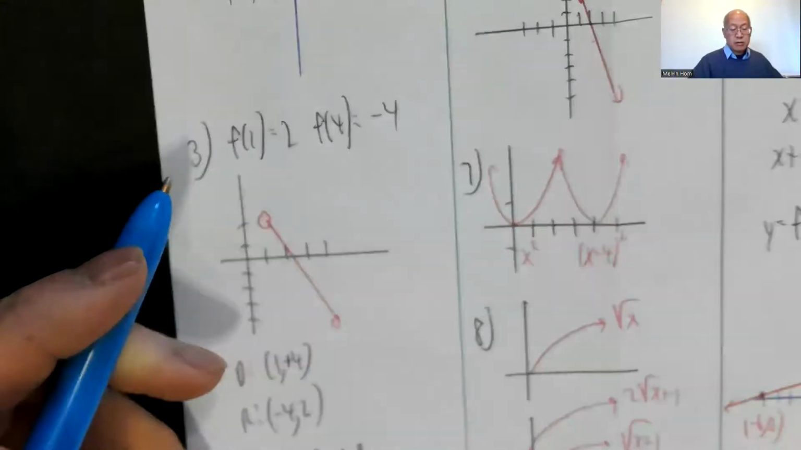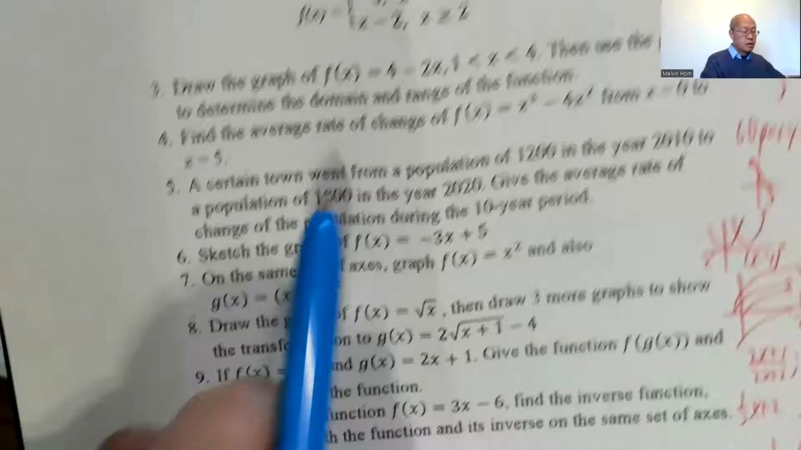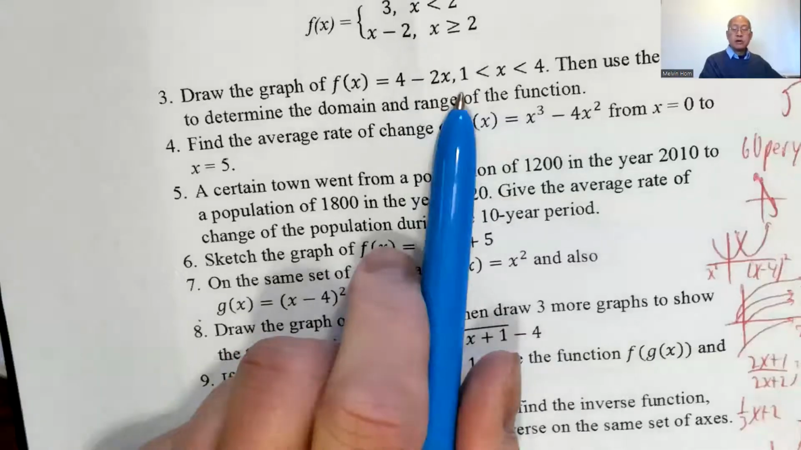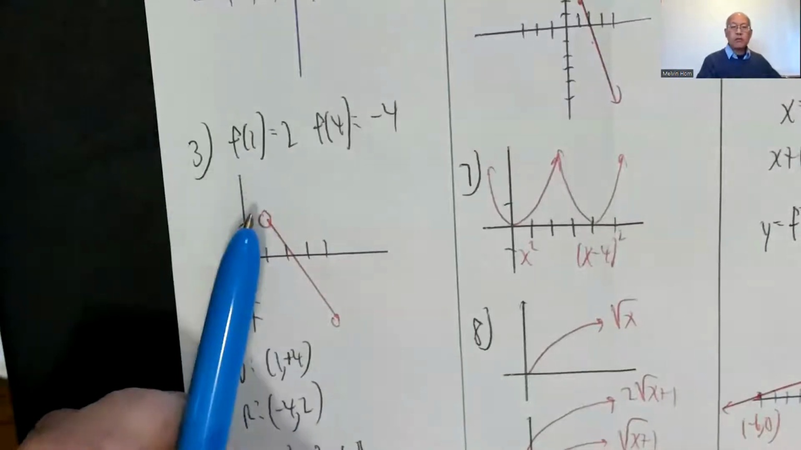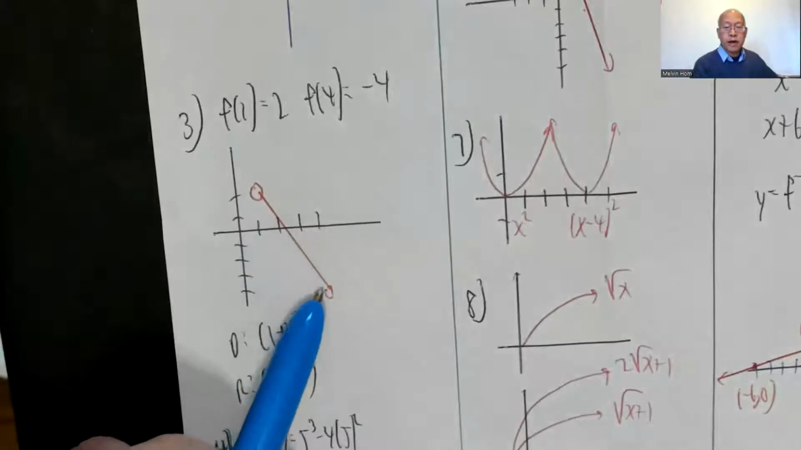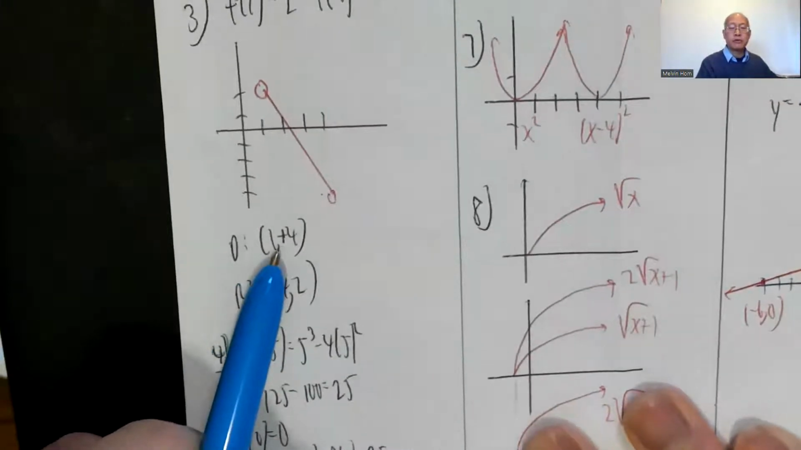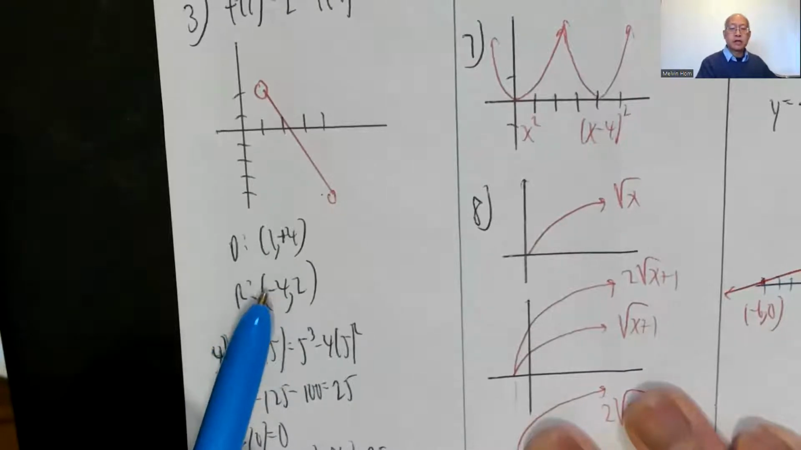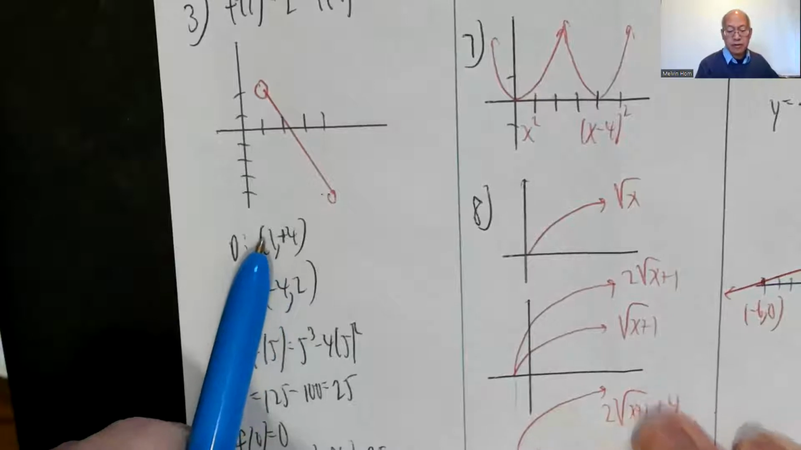Okay, for number 3, you're going between 1 and 4. If I plug in 1, I get 2. And if I plug in 4, I get negative 4. So I have an open circle at (1, 2) and at (4, negative 4). So the domain is parenthesis 1, comma 4, parenthesis. The range is parentheses negative 4, 2. We do not include the 2 endpoints that we have here.